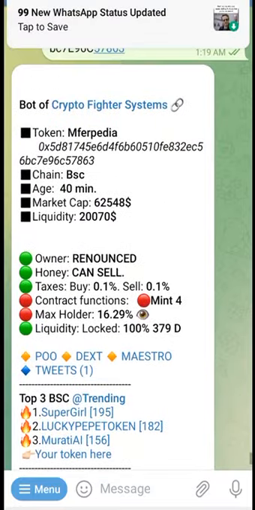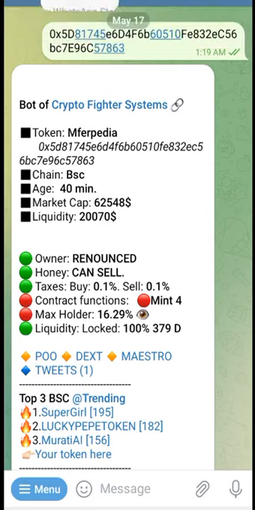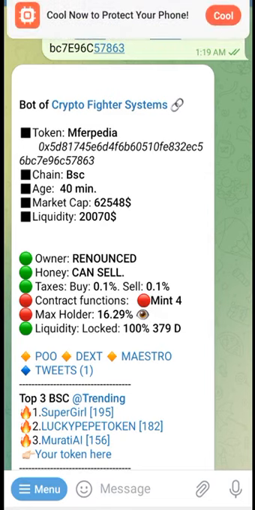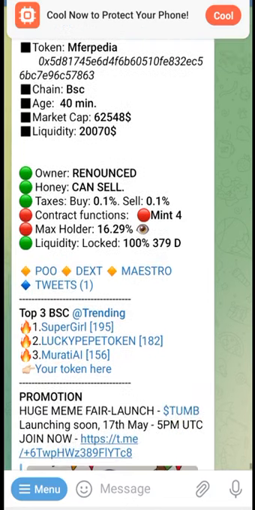As you can see, ownership renounced. You see it's cancelled because of that. But look at it now, smart contract function. You see, it's showing that it has a function, like a function of another contract. As you can see, mint 4, max holder 16.2. Even look at it now, this max holder is very, very wrong. You don't buy a token where a holder is holding more than 10% of it.